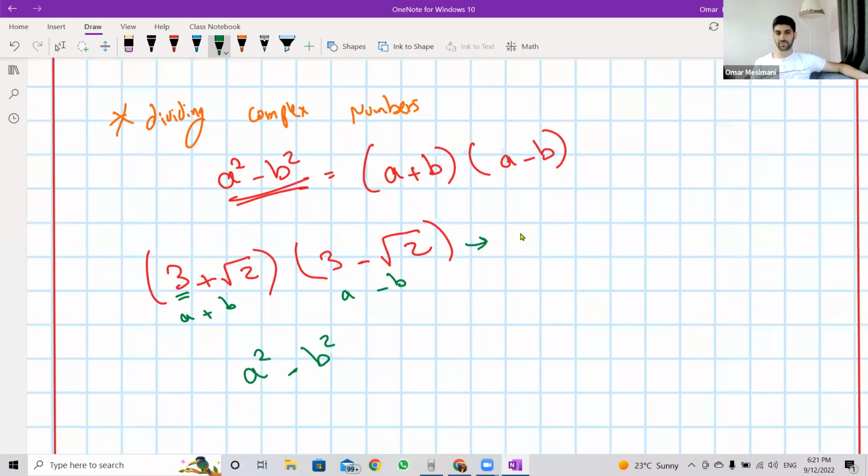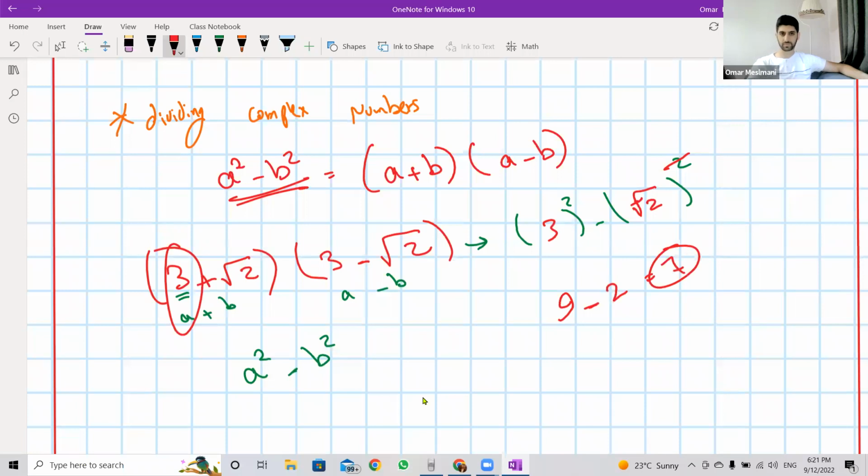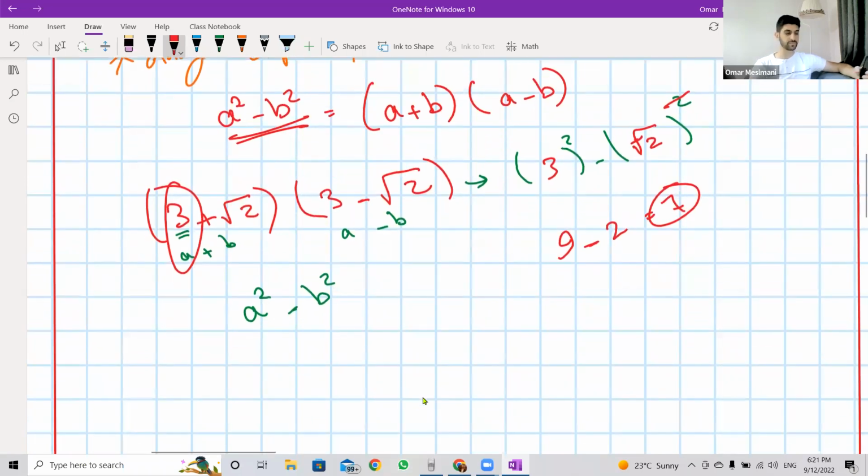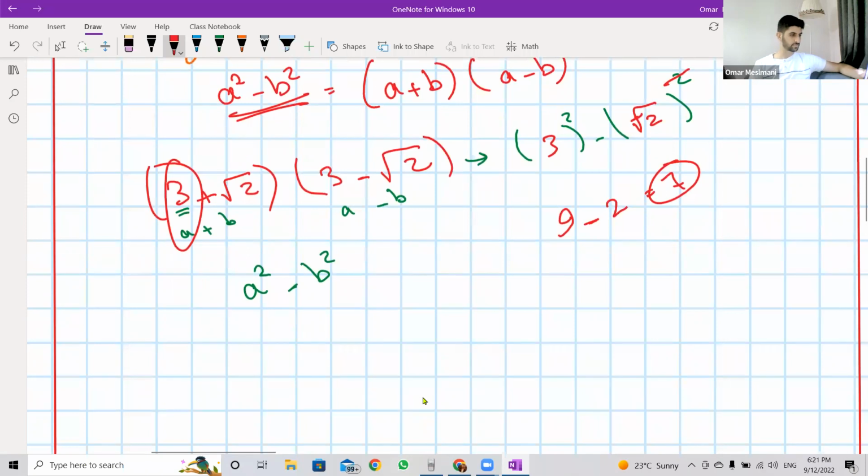Now, I can apply the formula: in A squared minus B squared, I replace A by 3 and B by square root of 2. So you say 3 squared is 9. Square root of 2 squared, you cancel the square with the square root, it's a 2. So the final answer is going to be a lovely 7. Do you remember this formula?